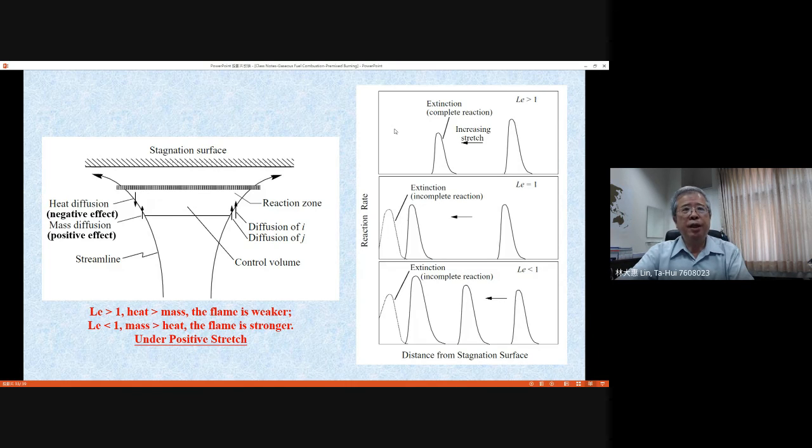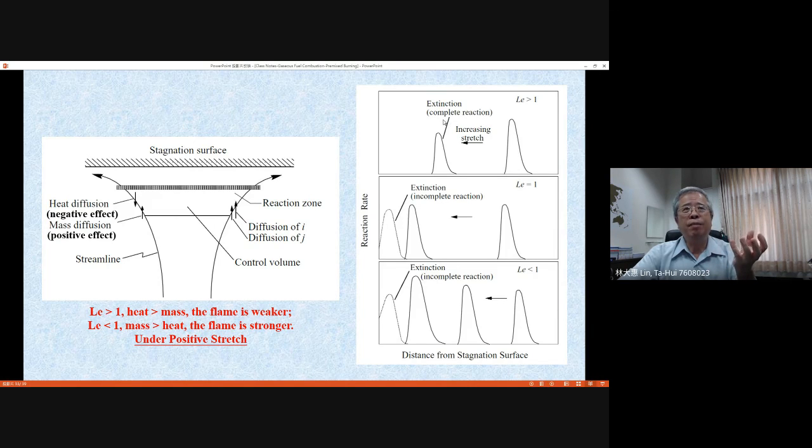When you are increasing the stretch, it means that you are increasing the injection velocity, right? Continuously, the flame will move from the upstream side closer to your stagnation plane, as described for Lewis number equal to 1. But in the process of approaching the stagnation surface, you will find from the figure that the chemical reaction rate becomes weaker. Finally, there will be extinction. Actually, they still have enough space to finish the combustion, and we call this a complete reaction.